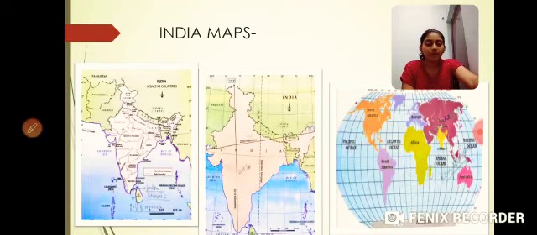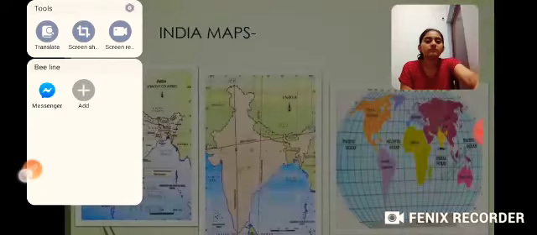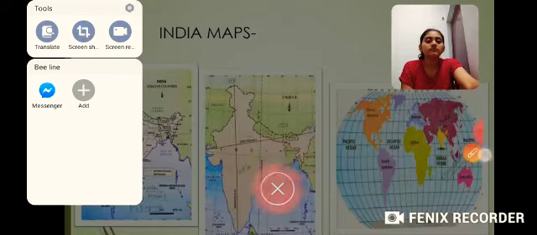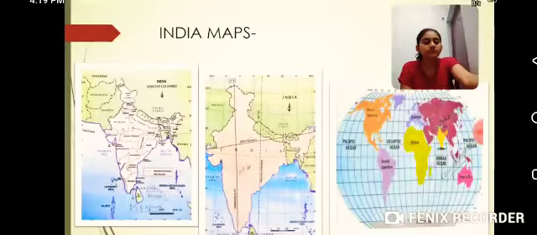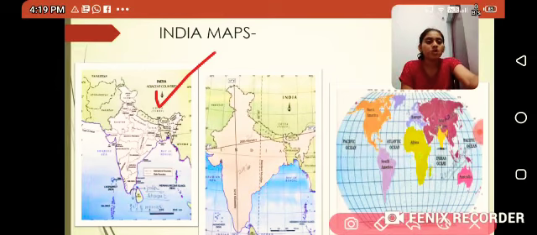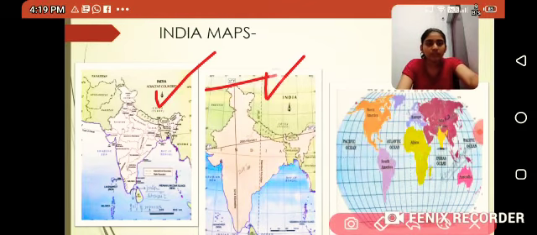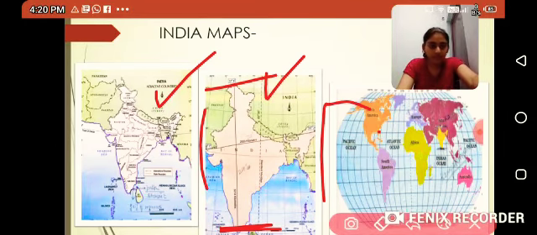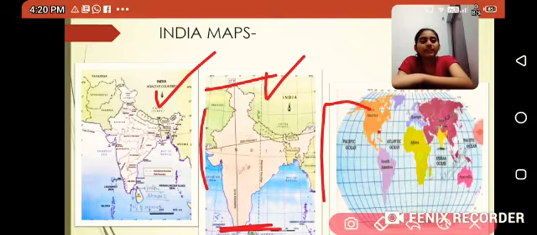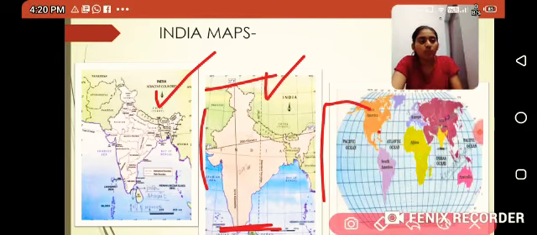Here you can see 3 maps I have again copied down. The first map is showing India and its neighboring countries. It's similar to the map that I pasted on the first slide. The second map shows you the latitudinal extent of India and the longitudinal extent of India. And the first map shows you India's location on the world map.